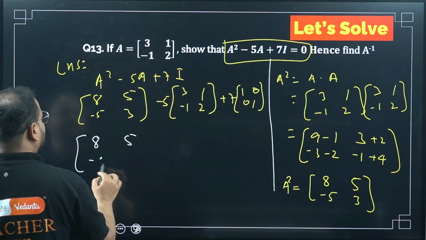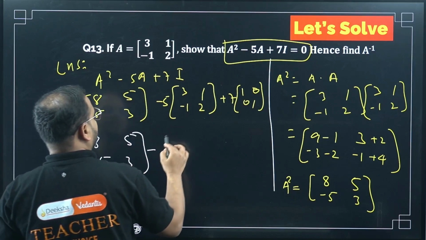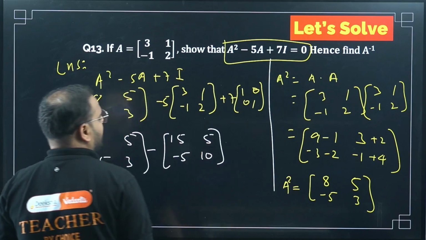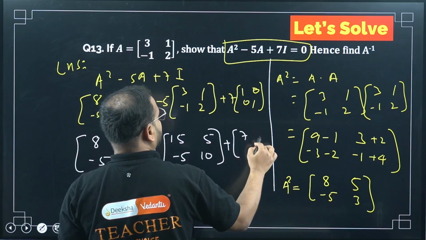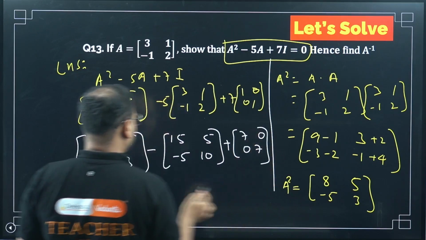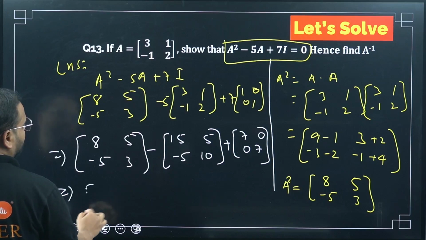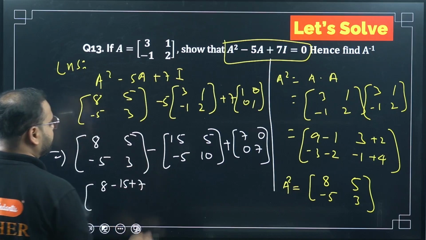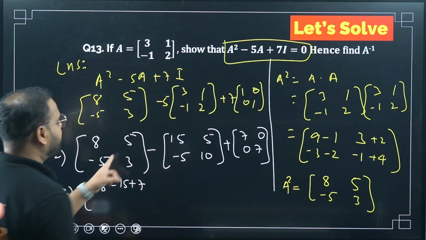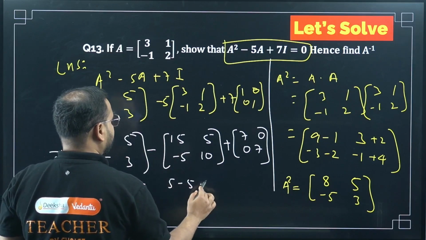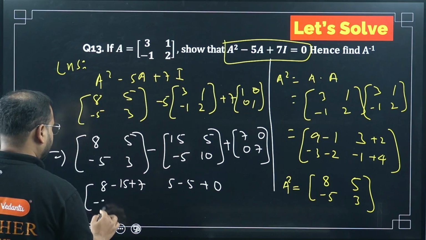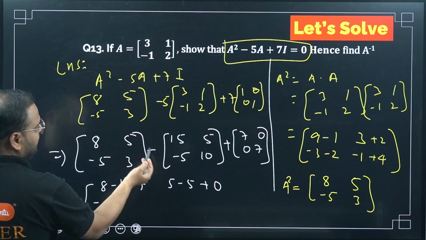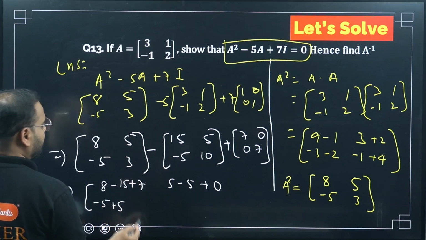Please check over here. 8, 5, minus 5, 3. How much is this? Minus 15, minus 5 times 5 is minus 5 and 10. And how much is this? Plus 7, 0, 0, 7. Now please add all of this. So 8 minus 15 plus 7. And 5 minus 5 plus 0. What is this one? Minus 5 plus 5. Minus 5 is over here, and minus of minus 5, so plus 5. And then plus 0.